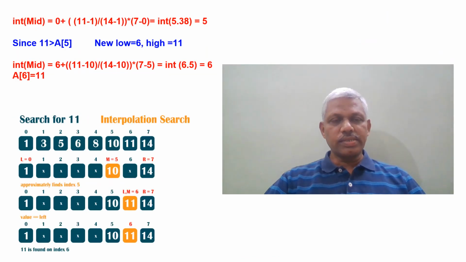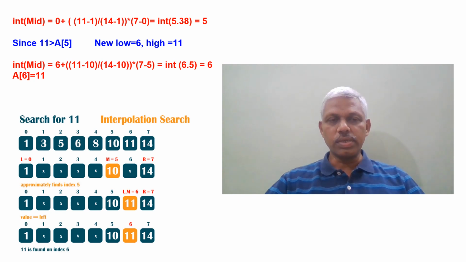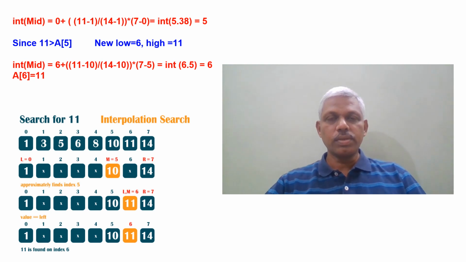Now let us talk about an example consisting of 8 elements: 1, 3, 5, 6, 8, 10, 11 and 14, and the required key value is say 11. Then how do we divide this array into subarrays? If I use that mid formula here, low is 0 plus the required search value 11 minus a of low, which is 1, so 11 minus 1, divided by a of high, which is 14, minus a of low, which is 1, so 14 minus 1, multiplied with high minus low, 7 minus 0.